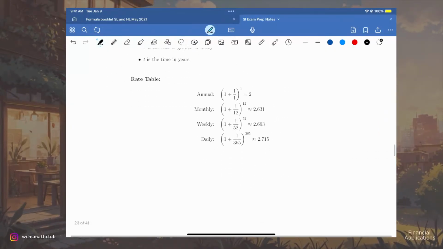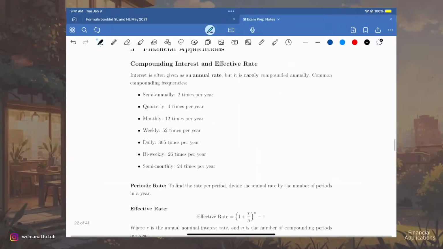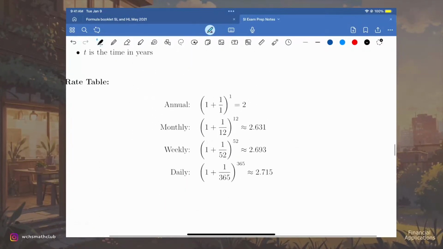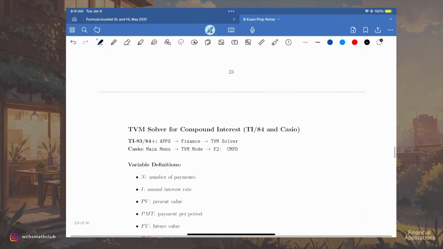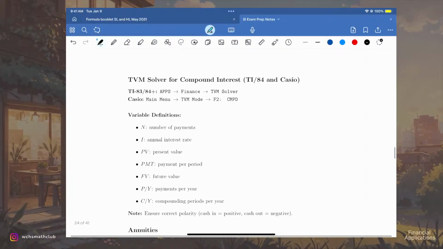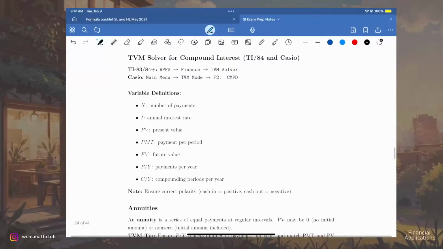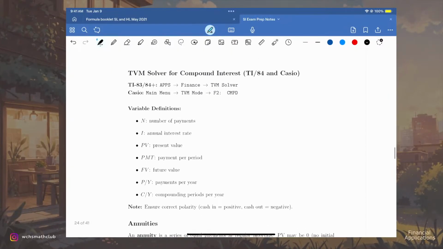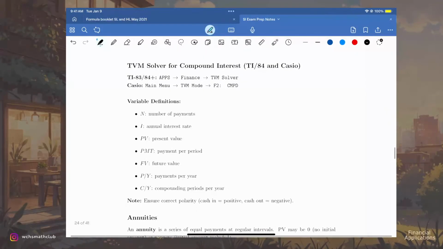And then this will be the rate table, which is deeply connected to the different compounding frequencies as above, and is basically an example of an application based on what we have before. So we'll be going on to the TVM solver for compound interest, which we should have done in Math 20 and 30.